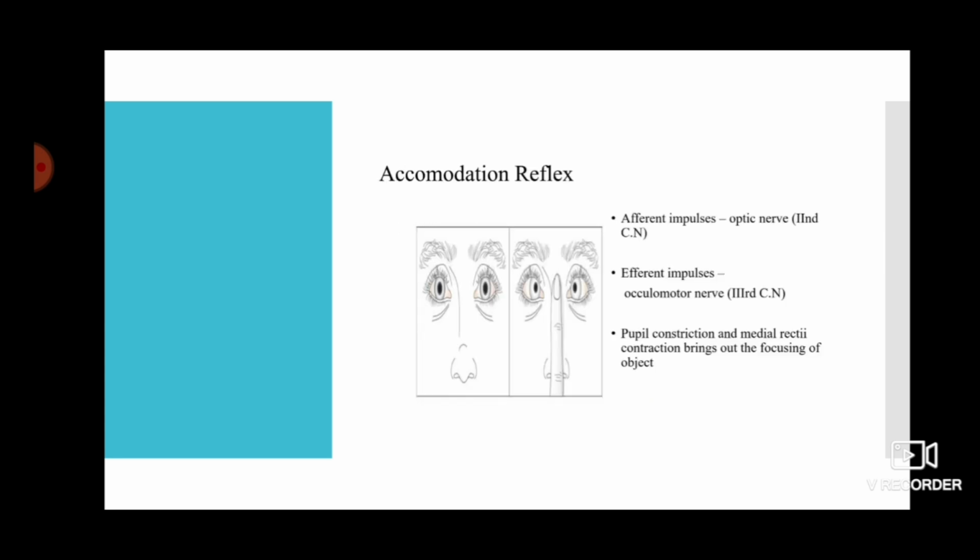Accommodation reflex. This is the important test to check the nerves, that is the third, fourth and sixth cranial nerve. In accommodation reflex, afferent impulses are by optic nerve and efferent impulses are by oculomotor nerve. Pupil constriction and medial recti contraction brings out the focusing of the object.